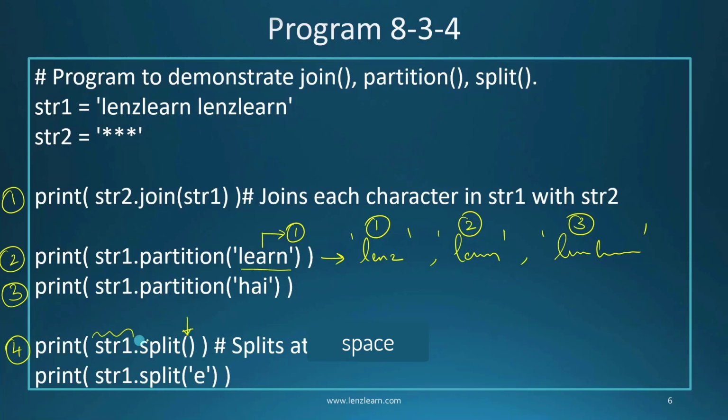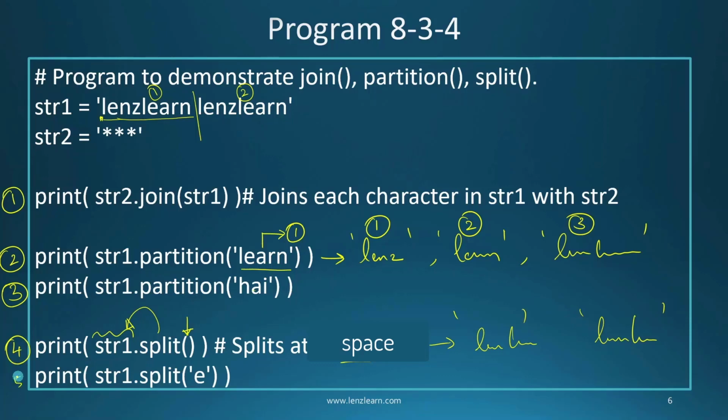In this print statement, I am using the white space as the delimiter to cut the input string into smaller strings. This split function will work on str1. It will start from here and proceed to the right side to identify a space. When it sees a space, it will cut it over there. So the output of this print statement will be two strings. This will be the first part, this will be the second part. So you will have lens learn and lens learn separated as two different strings.